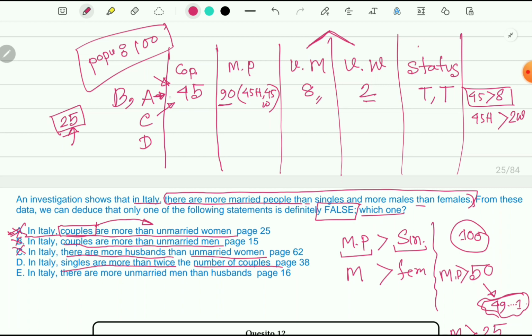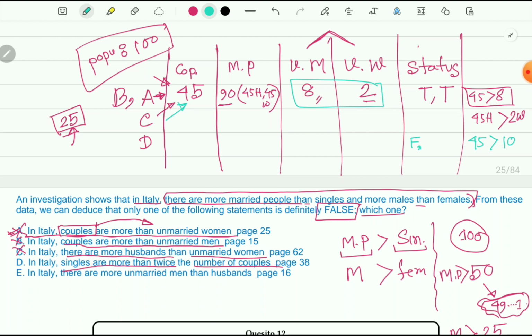Interesting thing is, in this case study we can see singles are only 10 and couples are 45. So it actually gives us a wrong statement, like 45 is greater than the number 10. Therefore our statement we can write false.